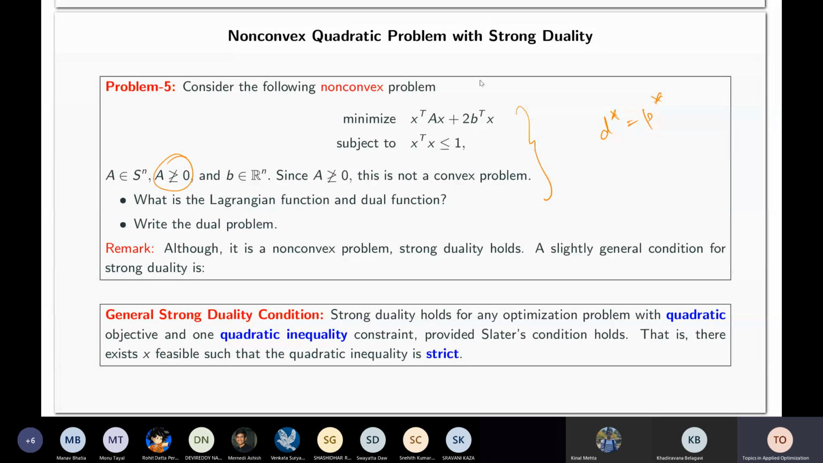This is because it is not positive definite. The grad square f naught in this case is A, and this is not positive definite. So this is a non-convex problem, but still you will find that D star is equal to P star. So this is a counterexample, where even with non-convex, I may still hit strong duality. Next is a slight generalization of this. Let us see what it is trying to say.